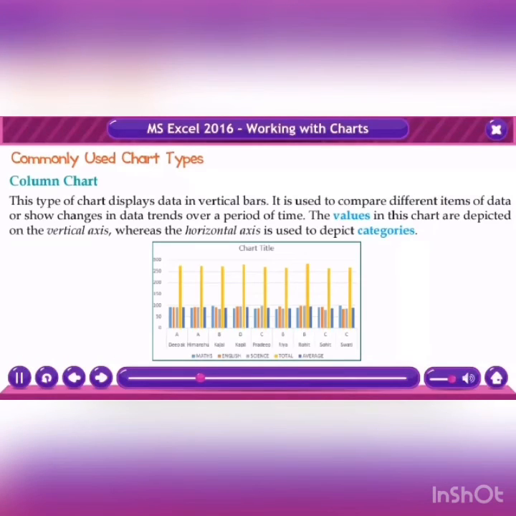Commonly used chart types. Column chart. This type of chart displays data in vertical bars. It is used to compare different items of data or show changes in data trends over a period of time. The values in this chart are depicted on the vertical axis, whereas the horizontal axis is used to depict categories. Bar chart.